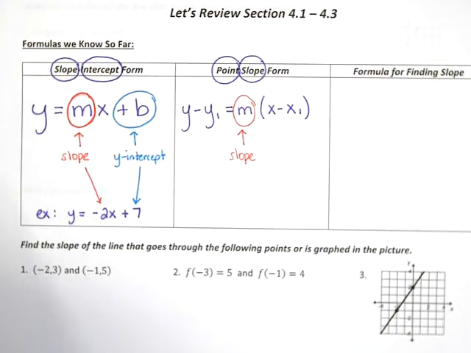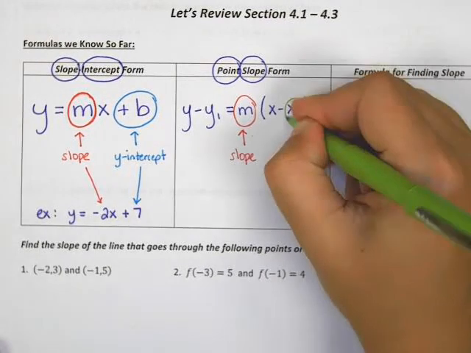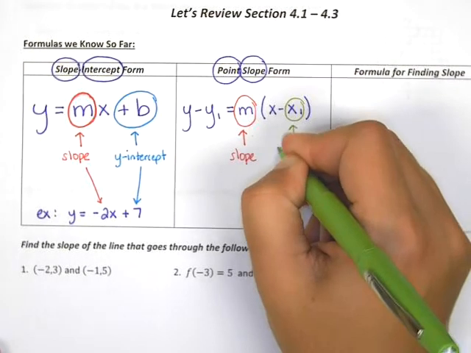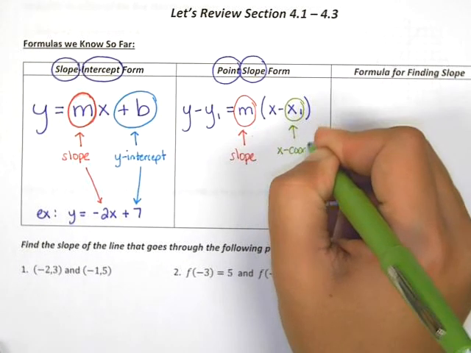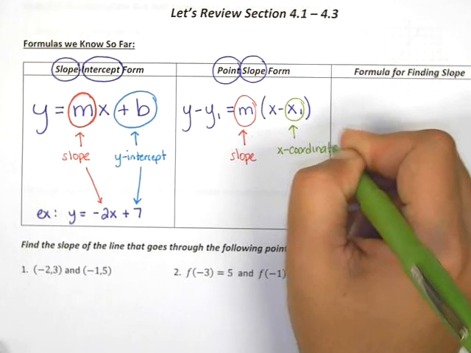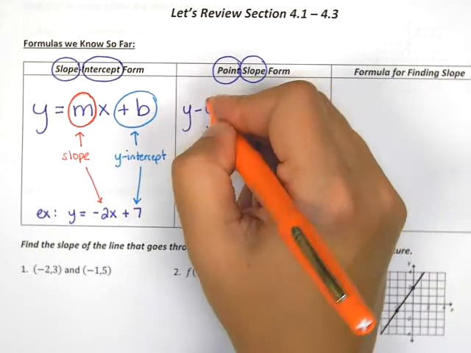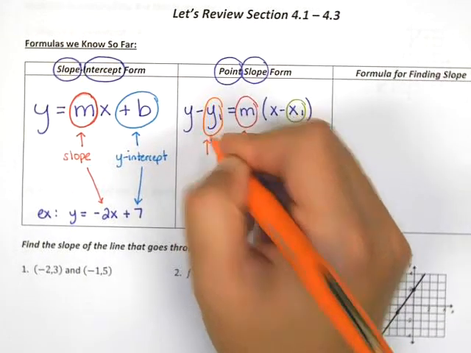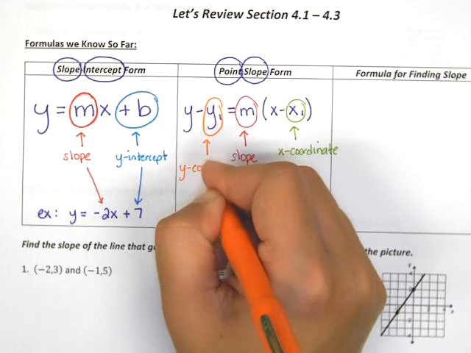But instead of having a y-intercept, which is a very specific point from the graph, we have any point from the graph. So we don't need a y-intercept anymore. We could use any point. The x1 is the x-coordinate of any point, and the y1 is the y-coordinate of any point.